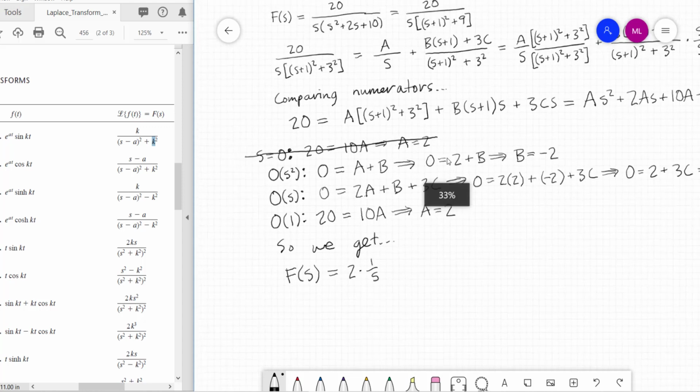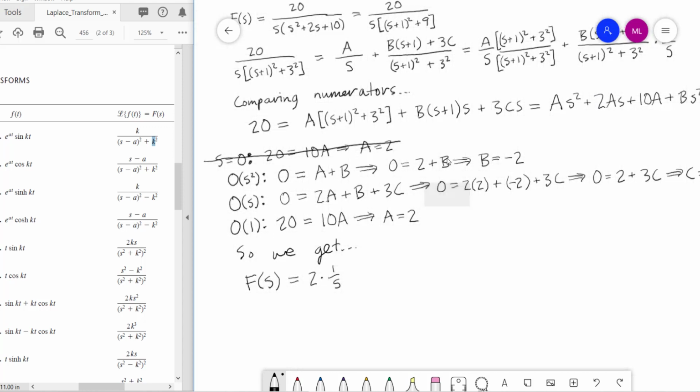So that is, get it all on the screen at once, that's taking care of this term. The next term is going to be this one, the b times the s plus 1 over everything. So what did we find for b? It was negative 2. So let me just write that as minus 2 times s plus 1 over s plus 1 squared plus 3 squared. That is this part of the numerator and the whole denominator.